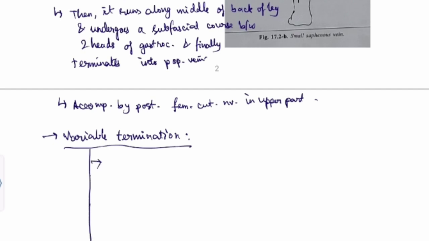I remember in our dissection class, our demonstrator madam once told us that she found a body which had the circumflex femoral artery arising directly out of the femoral artery and not out of the profunda femoris artery. So that's also sometimes you may find.